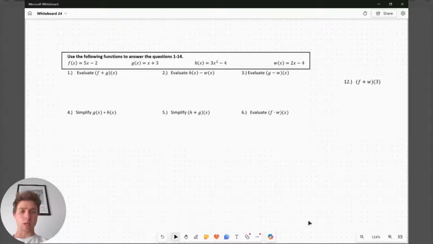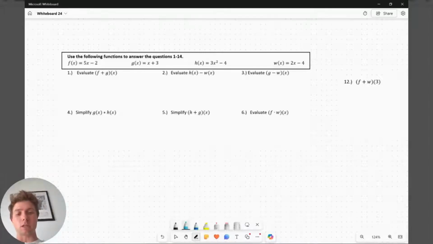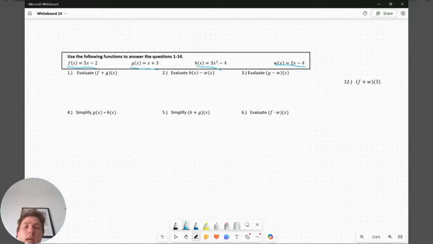I'm Mr. Hibble. Today we're looking at this idea of functions. Functions are stuff we've been looking at before. It's basically just an equation where one side is just naming what that equation is. For example, I have four different functions listed at the top here: f of x, g of x, h of x, and w of x. And we're given what those different parts are equal to.